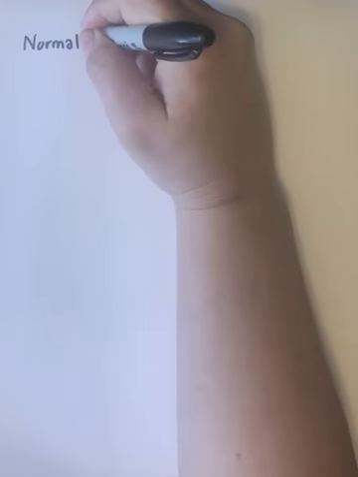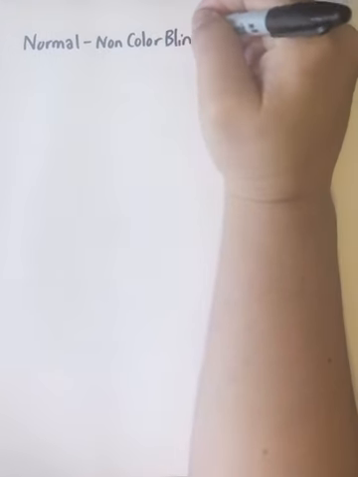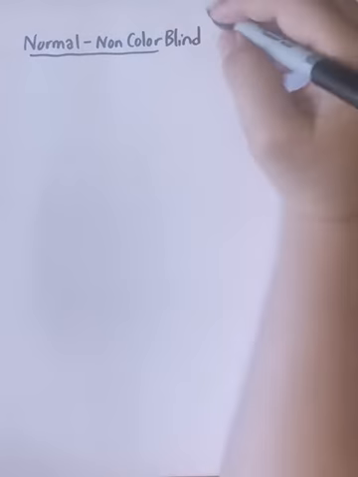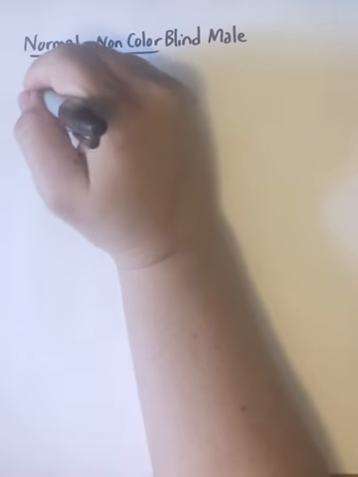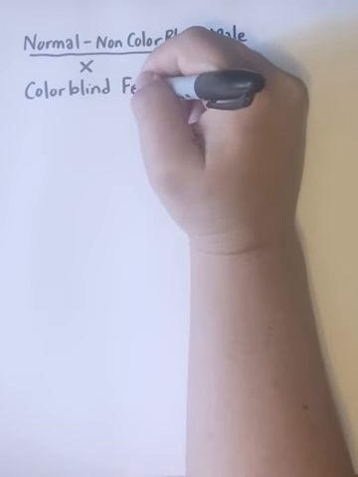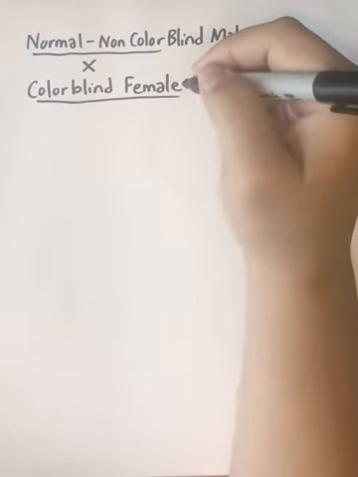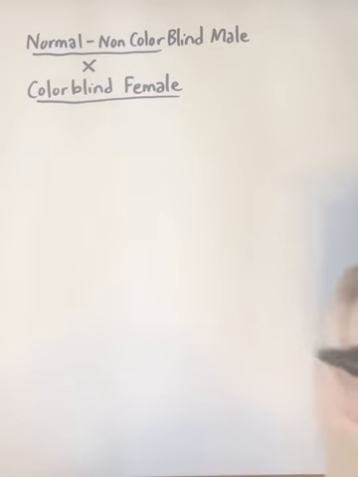So we're going to do a practice cross. Now, in a test question, you might see that I have a normal. Normal means non-colorblind male. So if we know he is non-colorblind, he does not have that recessive trait, and he mates with a colorblind female. So this is how you would figure it out. A colorblind female, again, colorblindness is recessive.